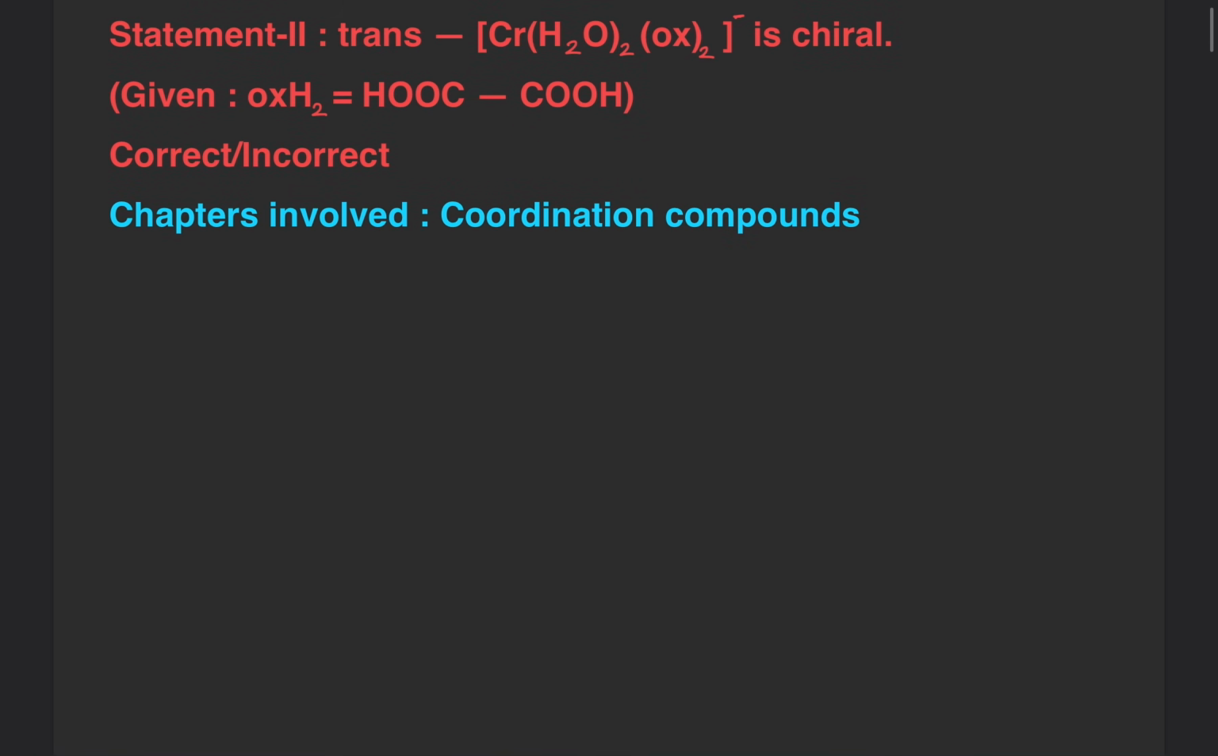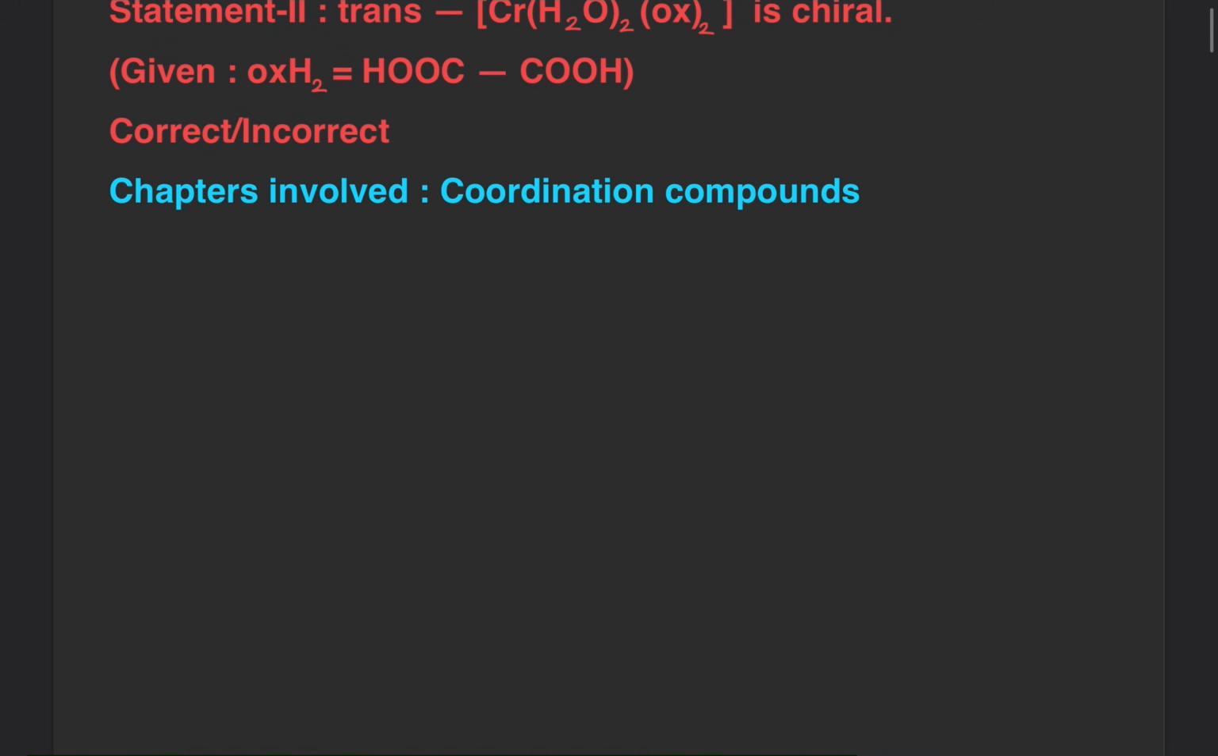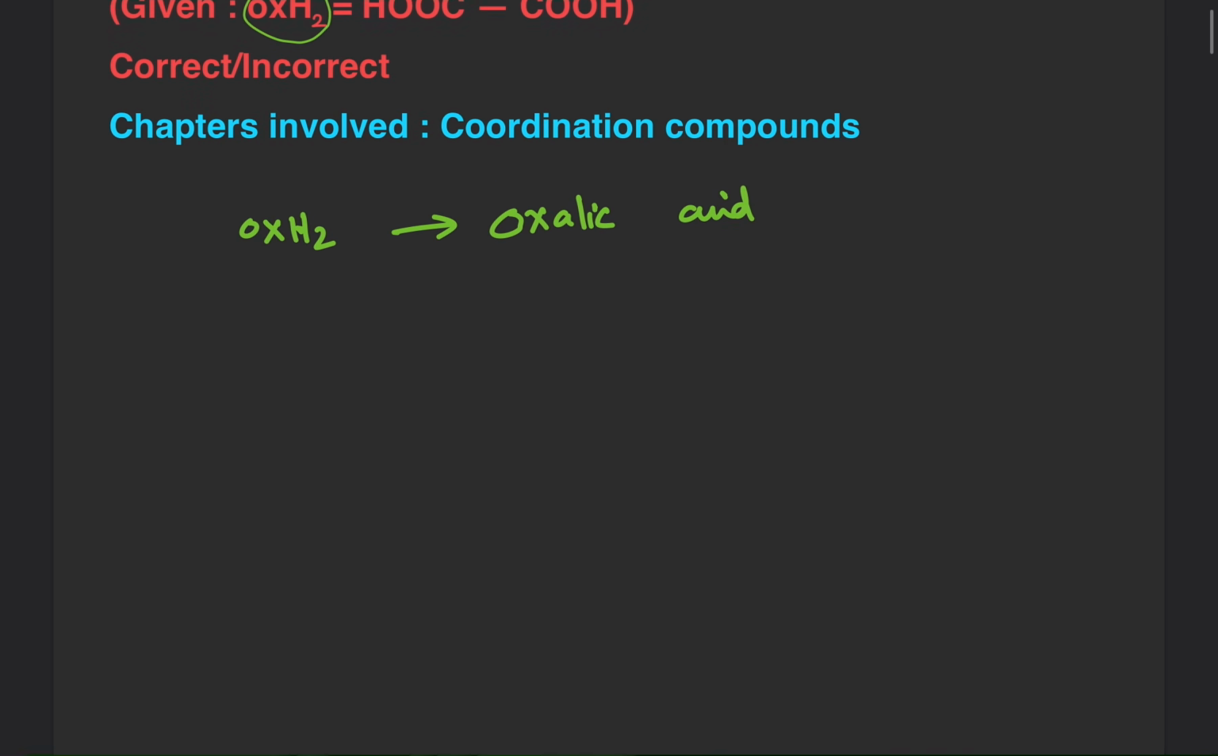So the chapter involved is coordination compounds. We should know that oxH2 is the compound oxalic acid, and it has the formula COOH connected to another COOH.